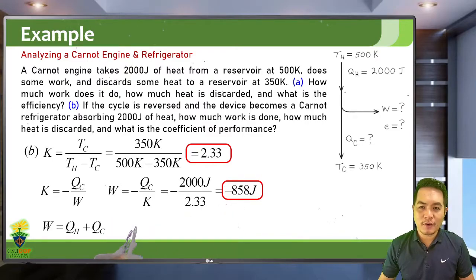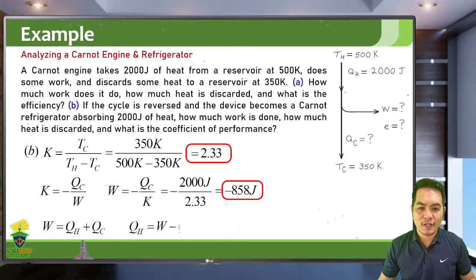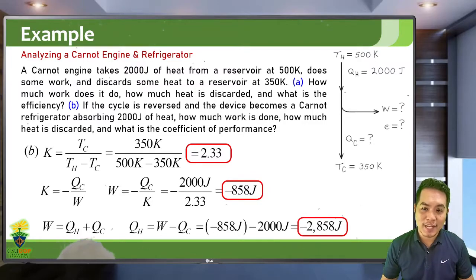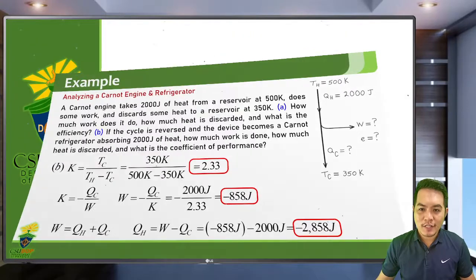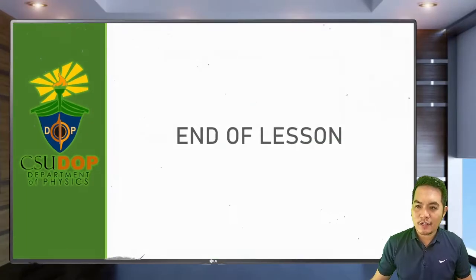And to solve for the heat released to the hot temperature region, QH, it's just work minus QC, and of course work is negative, QC is positive, so you will get a negative result because this is heat released to the hotter temperature region. Again, this is a refrigerator, so heat is released to the hotter temperature region. So that is it for Carnot engines and Carnot refrigerators.